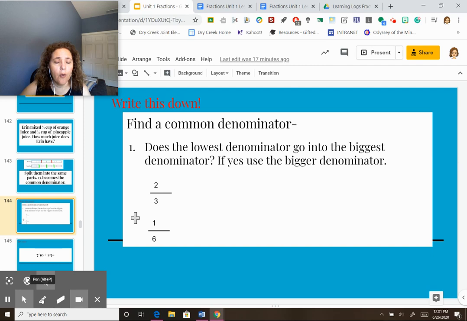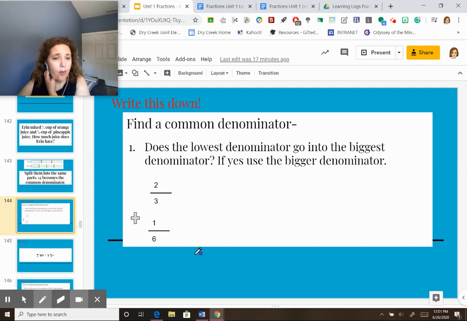All right, so on this one, write this down. So one way to find a common denominator, okay? This is one way to do it. So after I explain it, pause the video and write this down. One way to do it is ask yourself, does the lowest denominator go into the biggest denominator? If yes, use the bigger denominator.